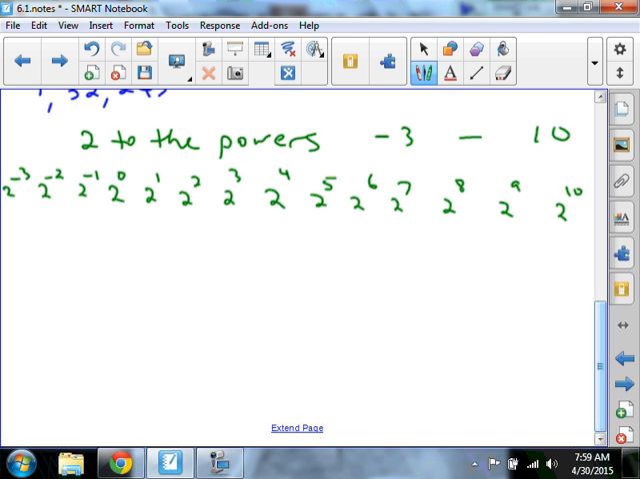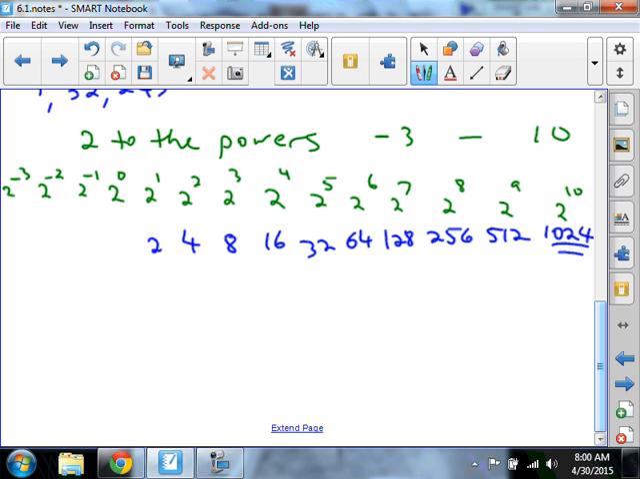Okay. 2 to the first power is 2. 2 squared is 4. 2 cubed is 8. 2 to the fourth is 16. All we're doing is doubling it as we go to the right, right? So then we got 32, and then 64, and then 128, 256, 512, and 1024.